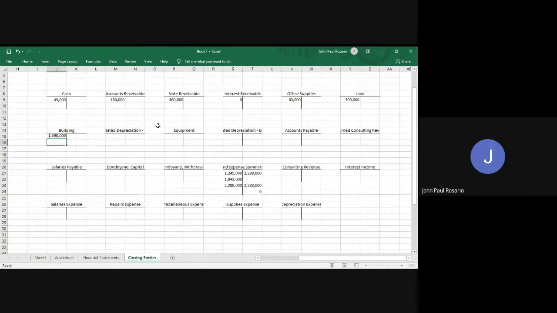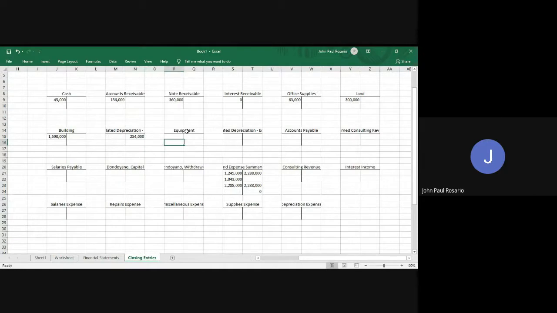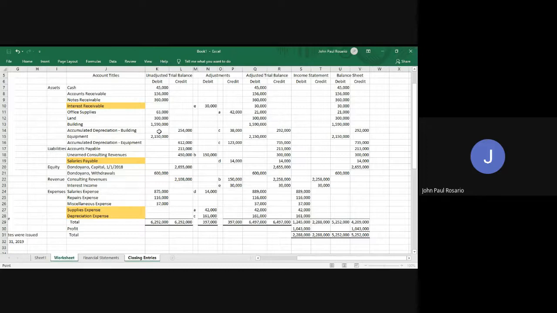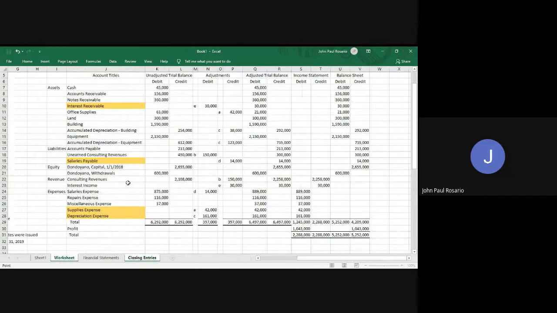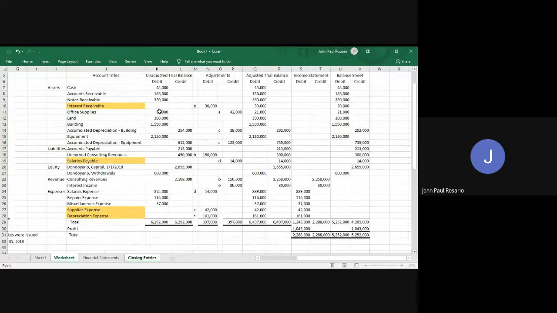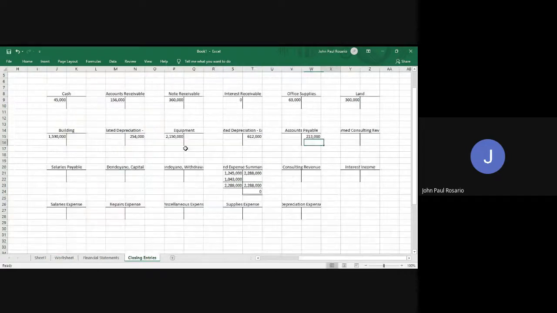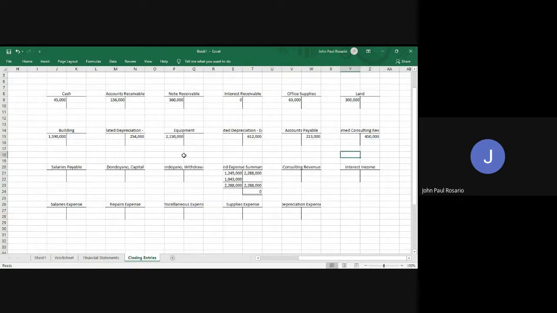Building, debit 590. Accumulated depreciation, building, credit 254. Equipment, debit 150. Accumulated depreciation, credit, how much was it? 612. Accounts payable. So this is just simply transferring the balances to the accounts so we can see their movement all throughout the preparation of the worksheet.